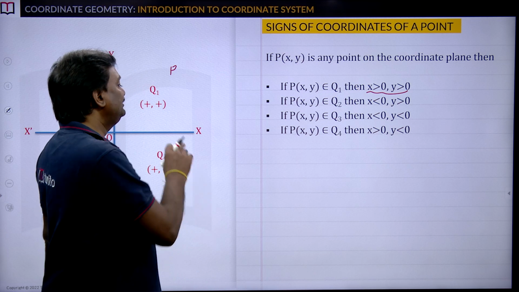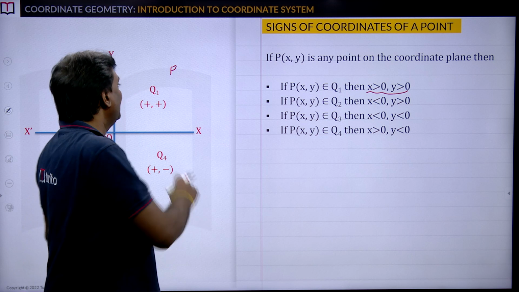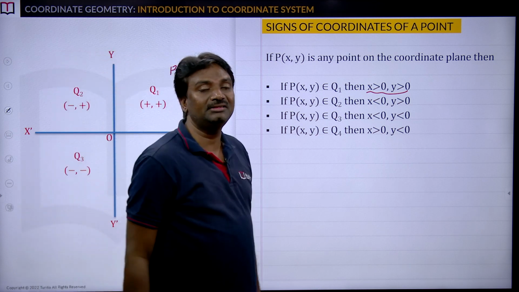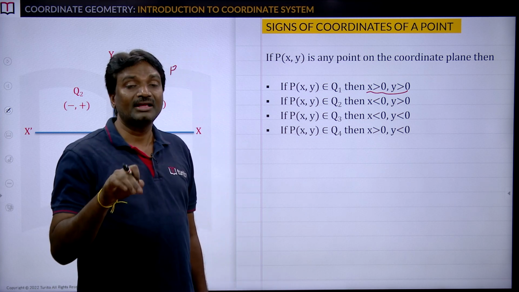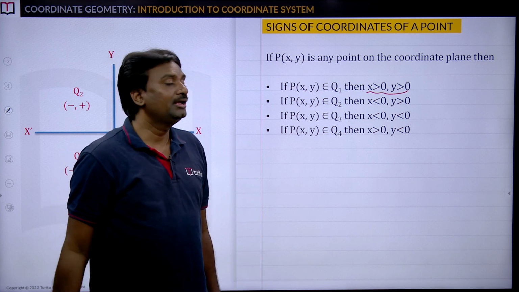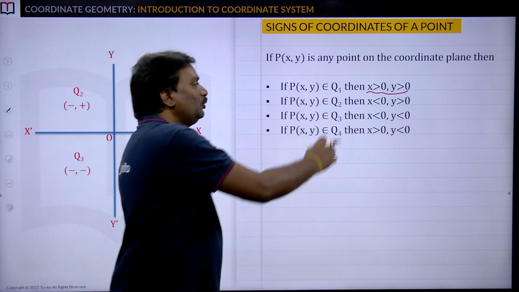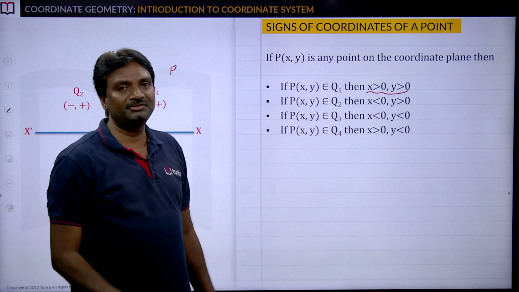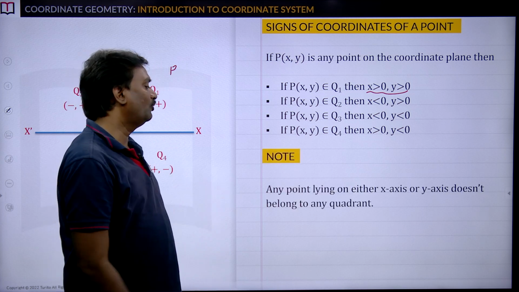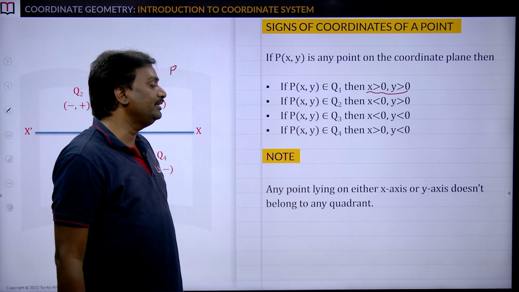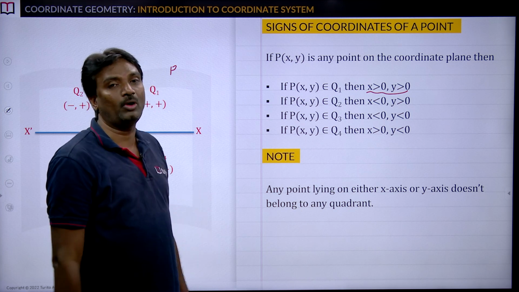If the point P exactly lies on the x-axis, then y equals 0, as we have discussed in the previous slide. If P lies on the y-axis, then the x coordinate is 0. In the remaining cases, if the point P doesn't lie on an axis, but lies in a quadrant, according to the quadrant number you can take the signs like this: plus plus, plus minus, minus plus, minus minus. Okay. Here we have a note: any point lying on either the x-axis or the y-axis doesn't belong to any quadrant.